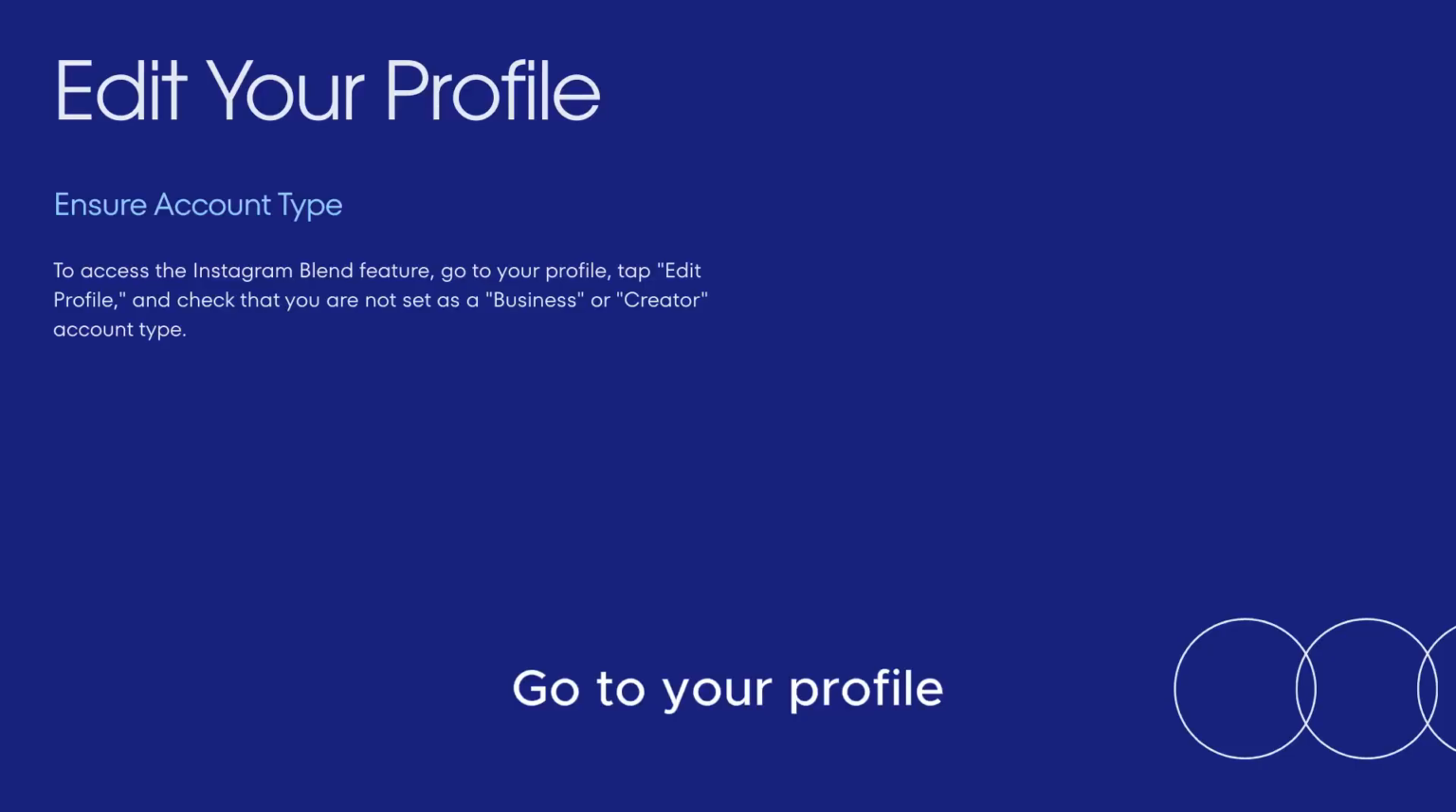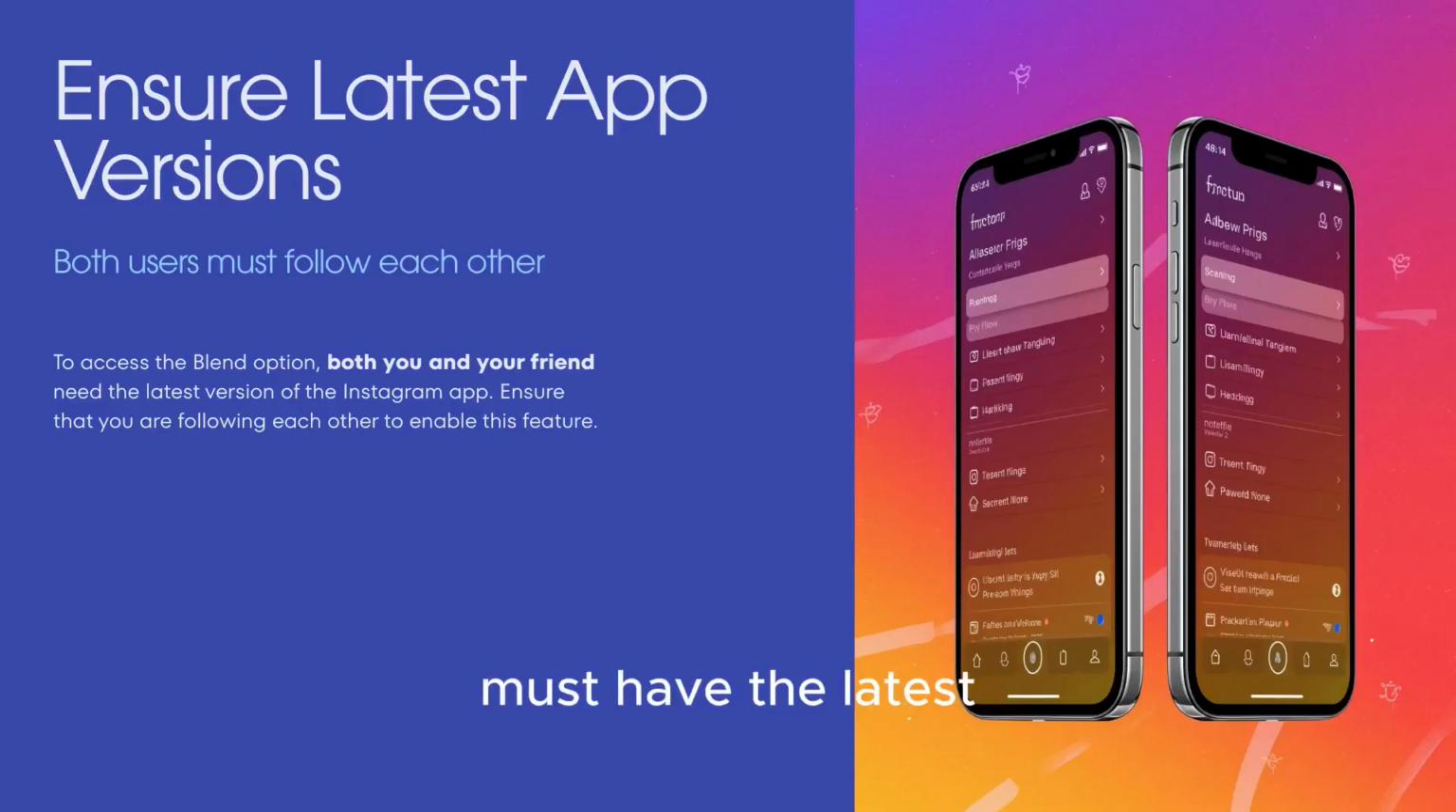Go to your profile, tap edit profile and ensure you are not set as a business or creator. Also, both you and your friend must have the latest app version and be following each other. Restart the app.